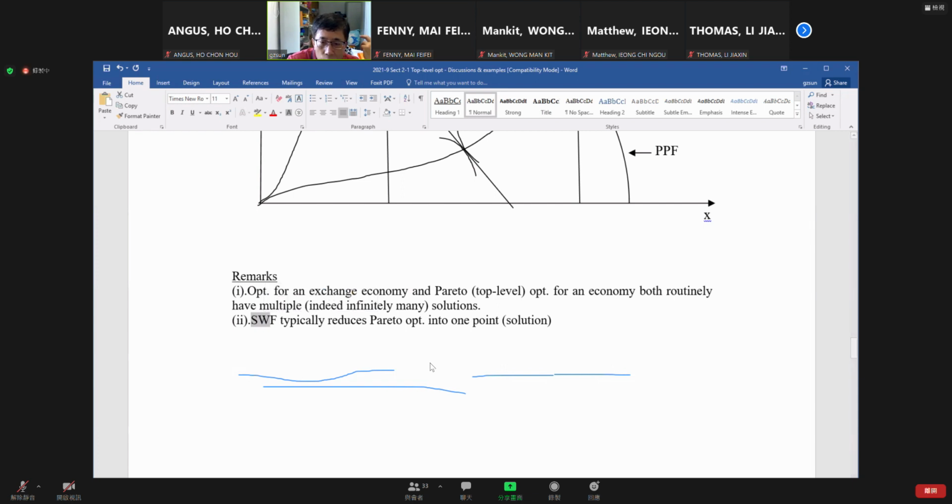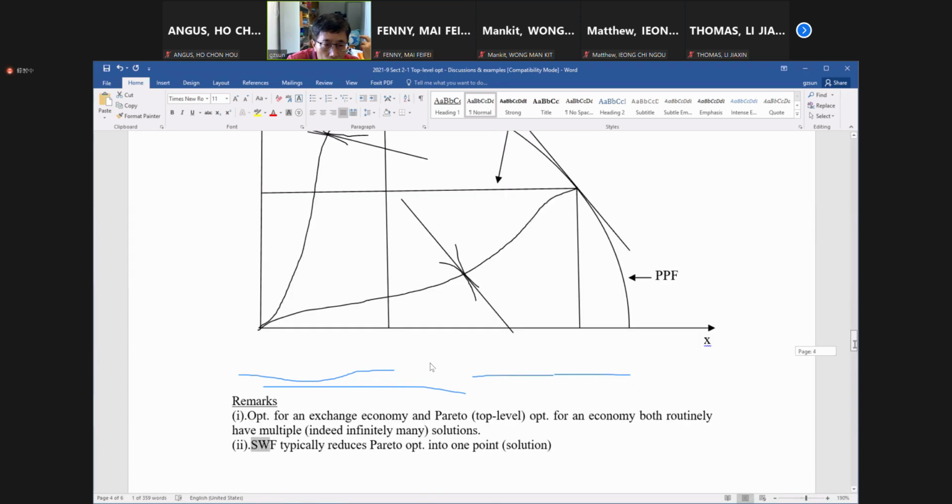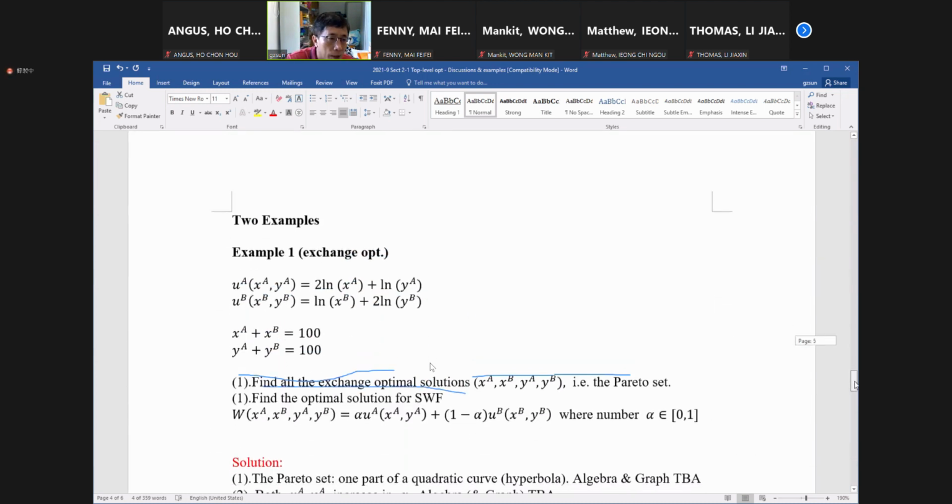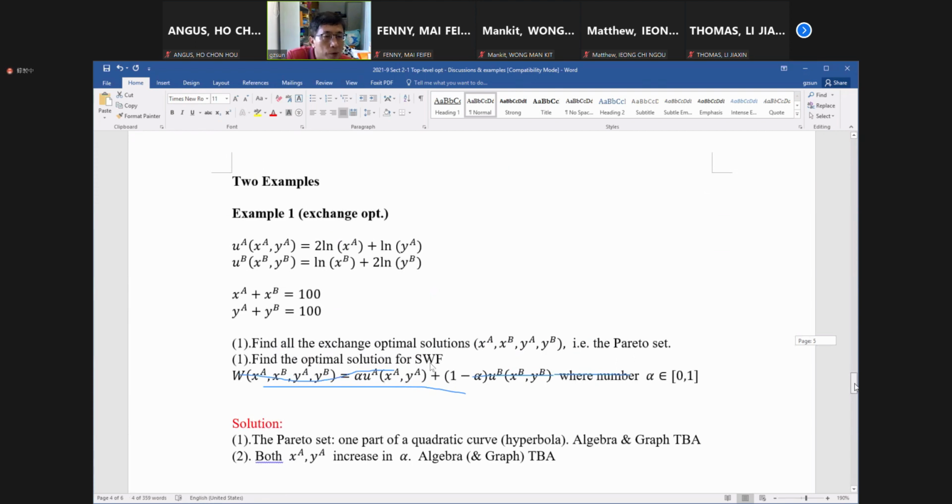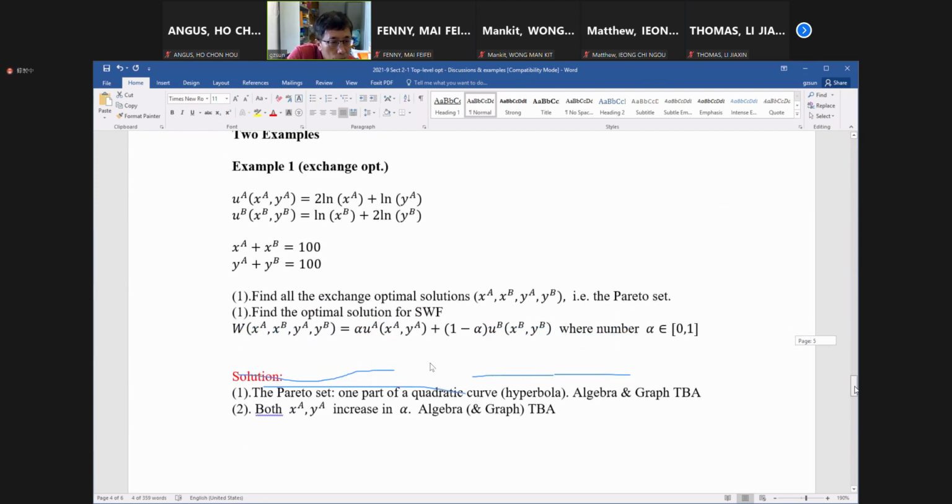And if we introduce such a philosophy, such a criterion, such a social welfare function, then usually among such many solutions, we can find only one good solution, one point. That point will be determined for both social production and social consumption. And next class, we will look at two examples. So next class, we will just do some simple exercises.